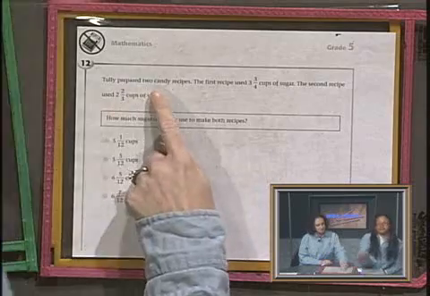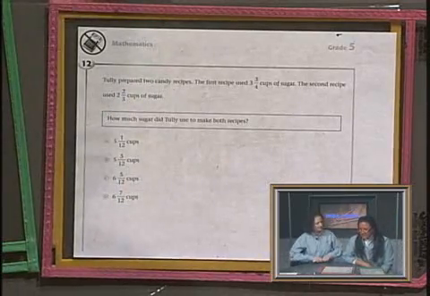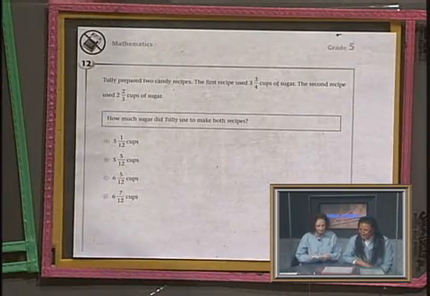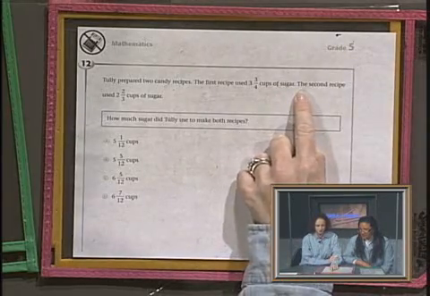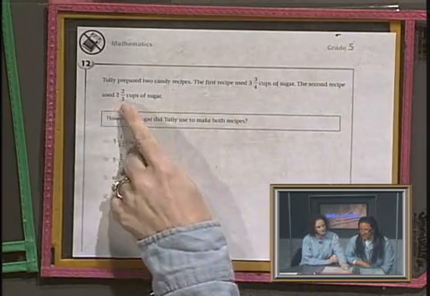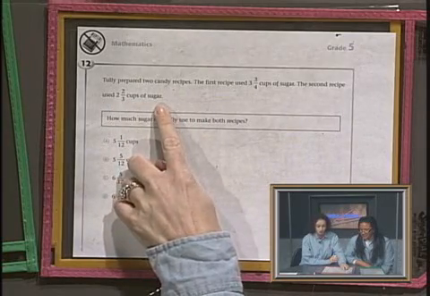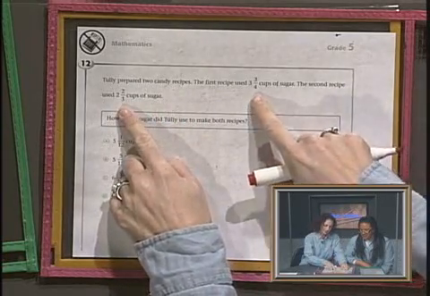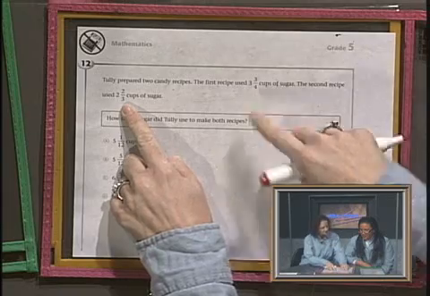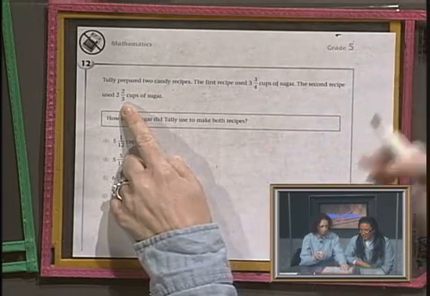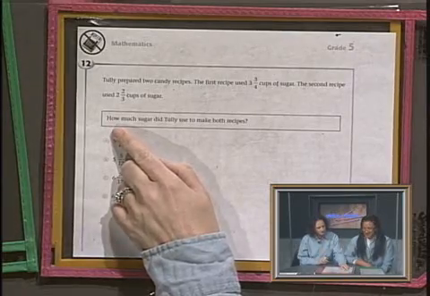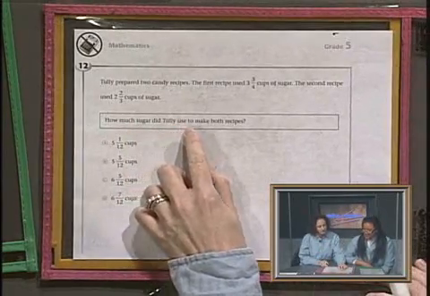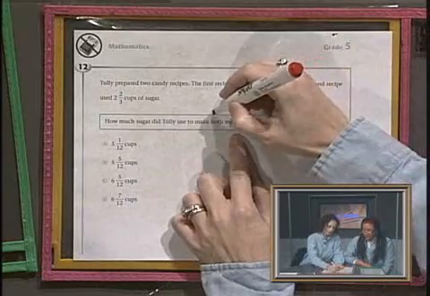It says Tully prepared 2 candy recipes. Yummy. The first recipe used 3 3/4 cups of sugar. The second recipe used 2 2/3 cups of sugar. So we know that we're looking at 2 mixed numbers. The question is, what are we going to do with those 2 mixed numbers? Which operation are we going to use? How much sugar did Tully use to make both recipes?